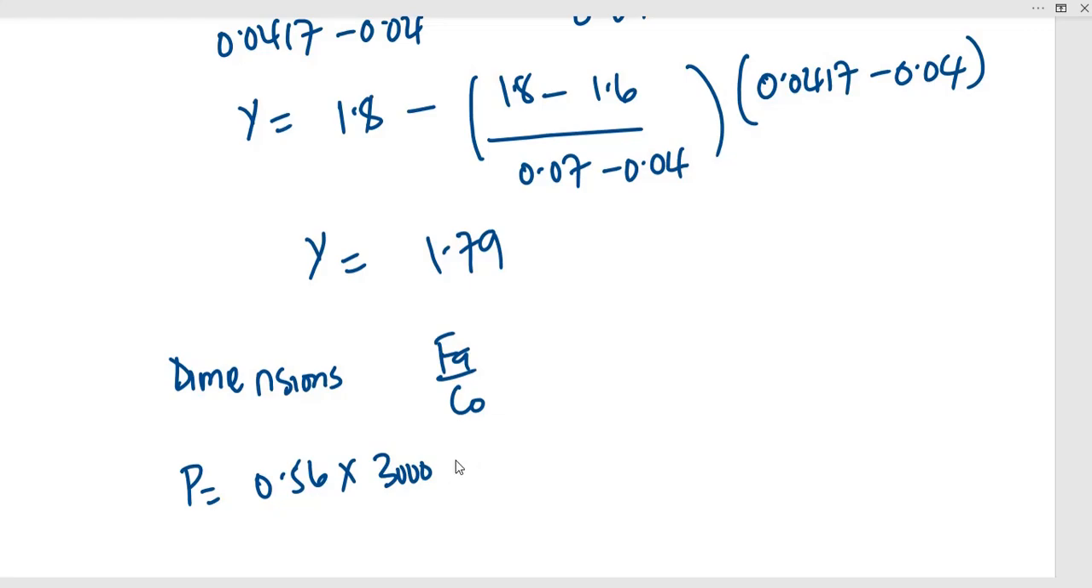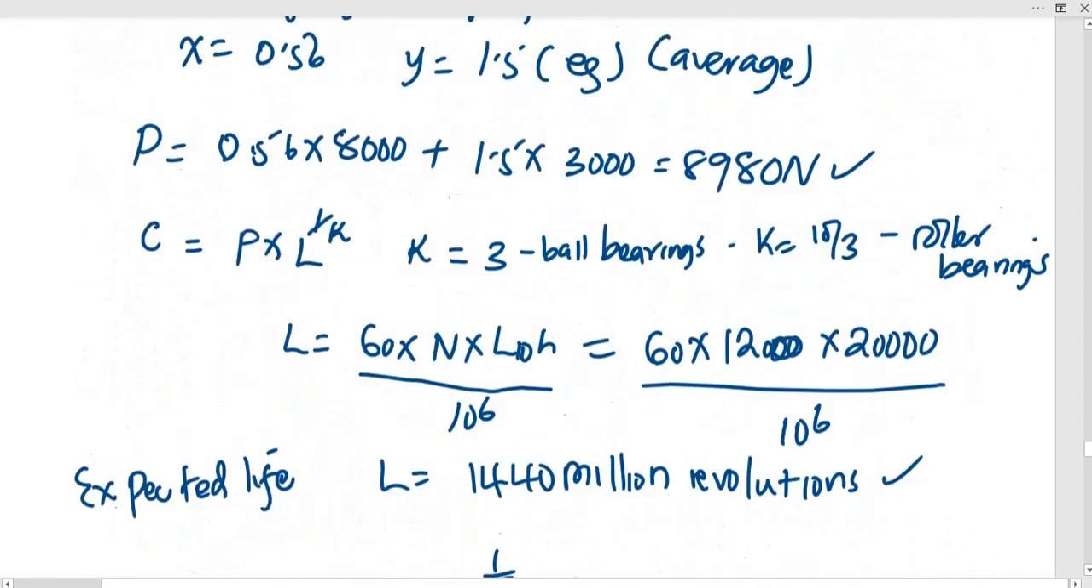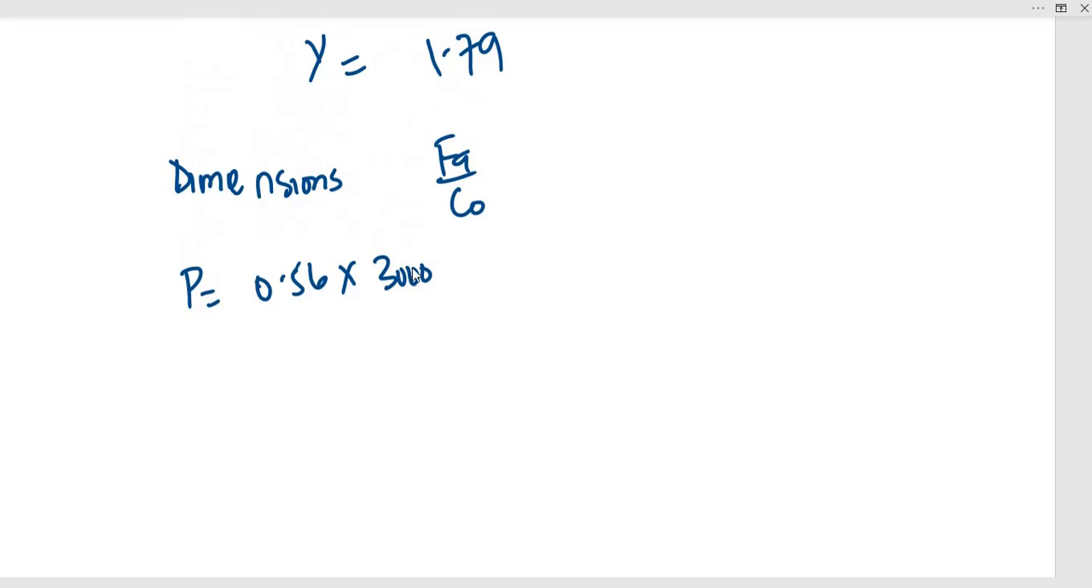Then you need to confirm. The radial load is 8,000, plus 1.79 times 3000. So what is that value? We are saying it is 0.56 times 8000 plus 1.79 times 3000. So this gives us 9850.